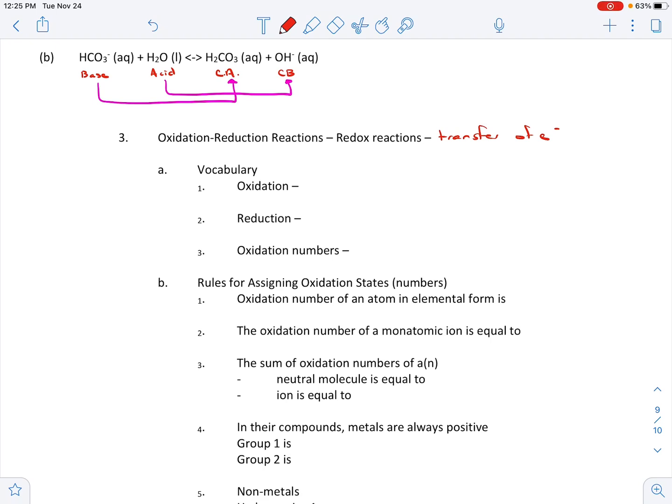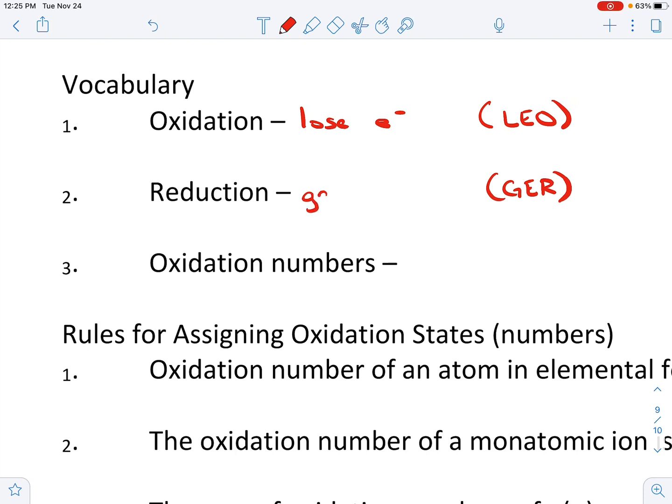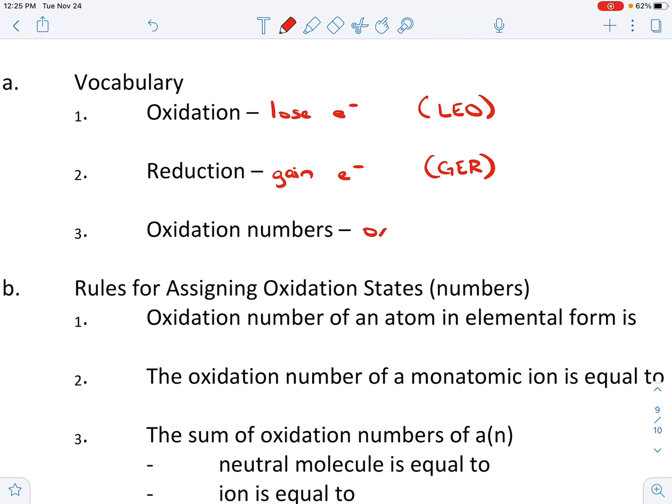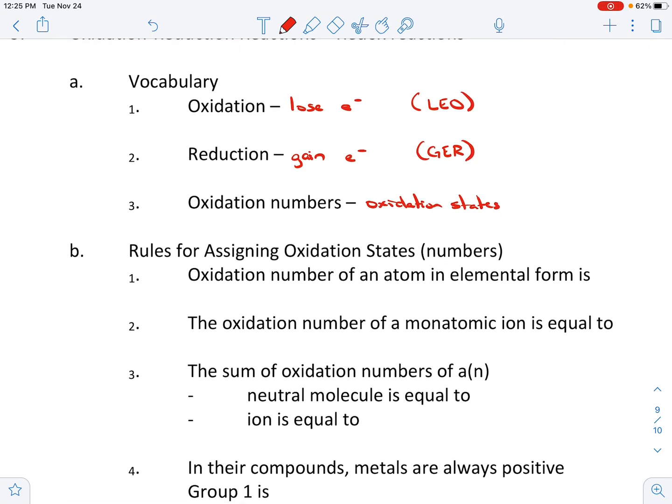So if we look at that, we have oxidation, all right? Oxidation is losing electrons, so you lose electrons. The little mnemonic device that I remember is Leo says grr. That would be down here. So reduction is then gaining electrons, because if someone is losing, someone has to gain. And it's all based on their oxidation numbers or oxidation states. For our purposes, we're going to say that these are interchangeable. In a higher level chemistry class, you would probably not say that, but for our purposes, we are.